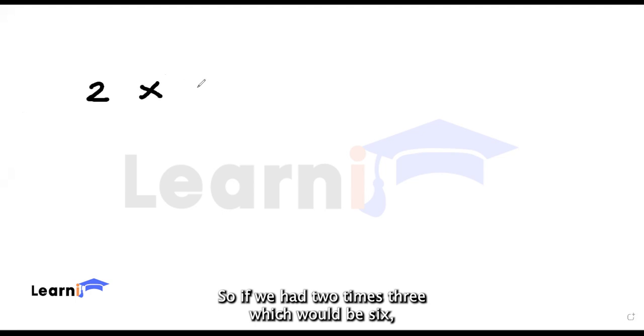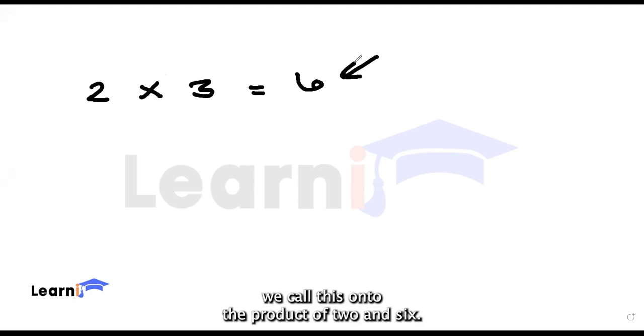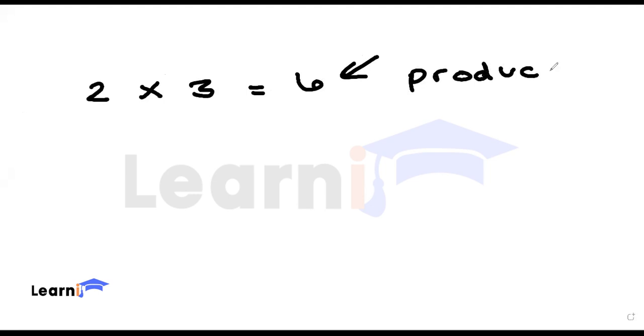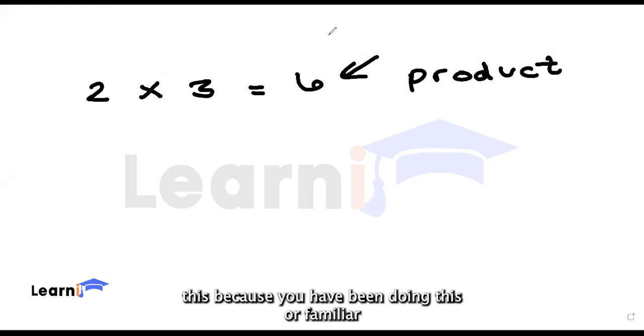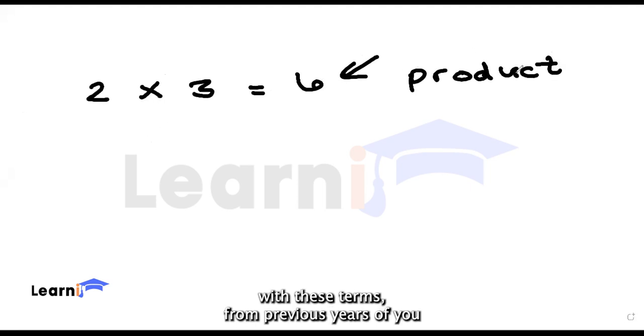Okay, today we're going to look at products. A product is the outcome when we multiply two terms together. So it's the outcome of a multiplication. So if we had 2 times 3, which would be 6, we call this answer the product of 2 and 3. And I think you know this because you are familiar with these terms from previous years of maths.